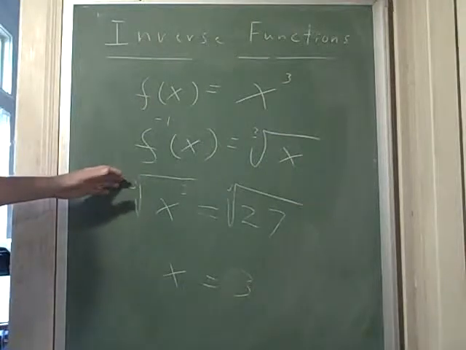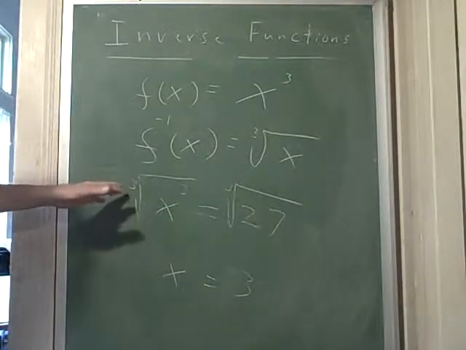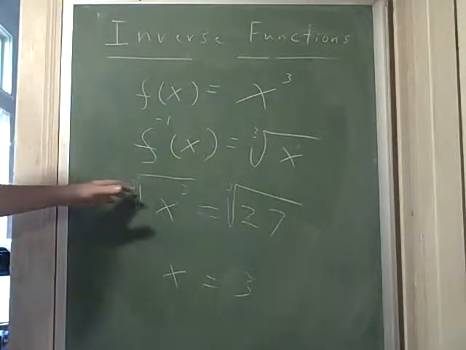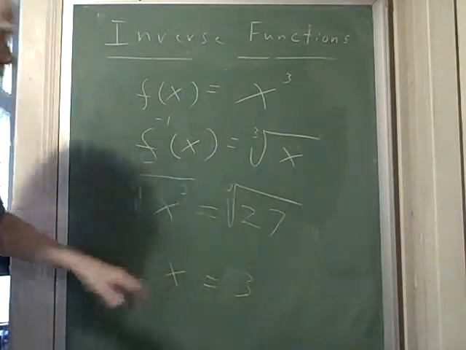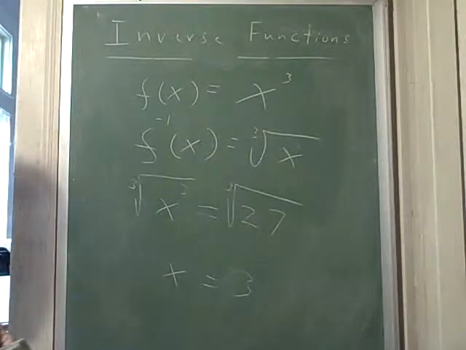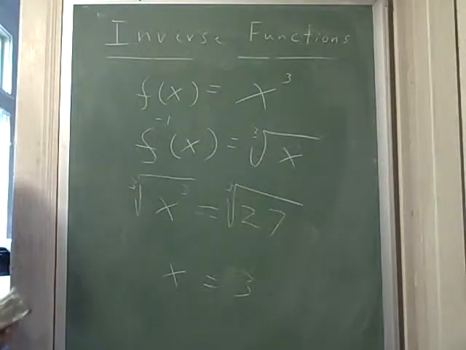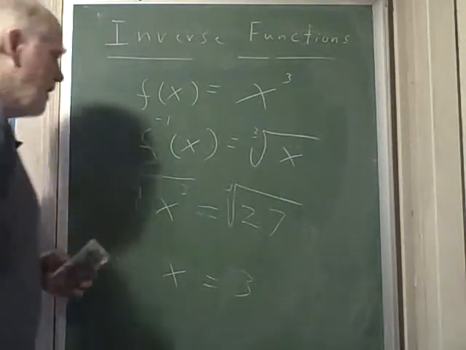So in order to solve this, what we did is we took the inverse, f inverse of x cubed, of both sides, and it canceled out our x. And so we got our answer. And this is how you use inverses. This is a very important use of inverses.